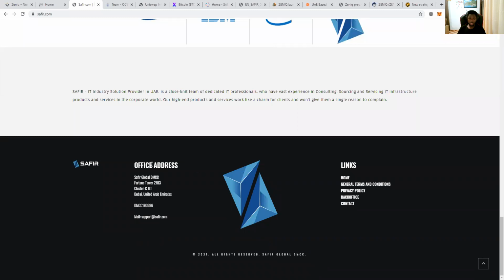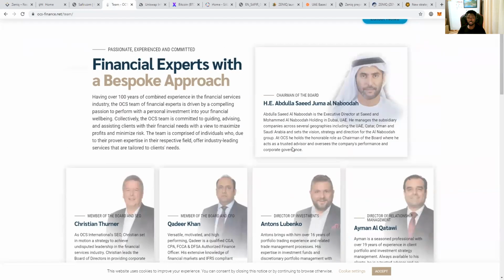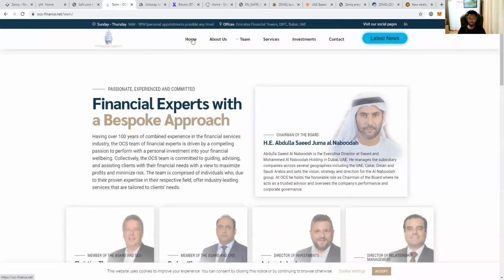Right. So now when you check Sapphire as well, you get to see its address. So you can pick up all these addresses and verify all this information as you see fit. Okay. And of course, we move on to the third firm, which is the OCS. The OCS is a financial institution.